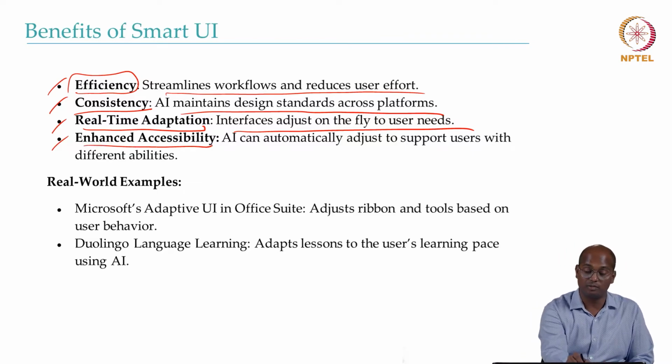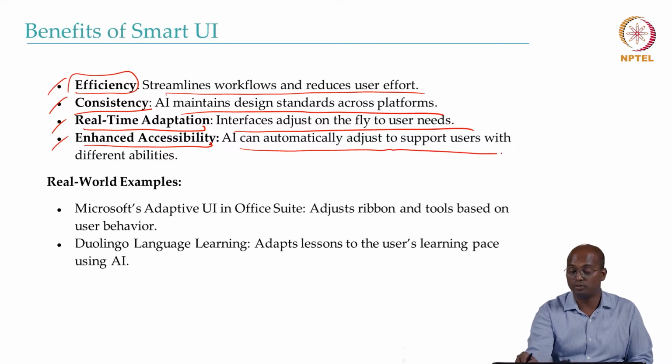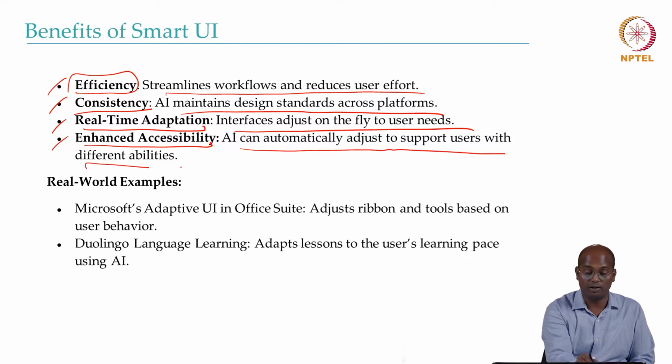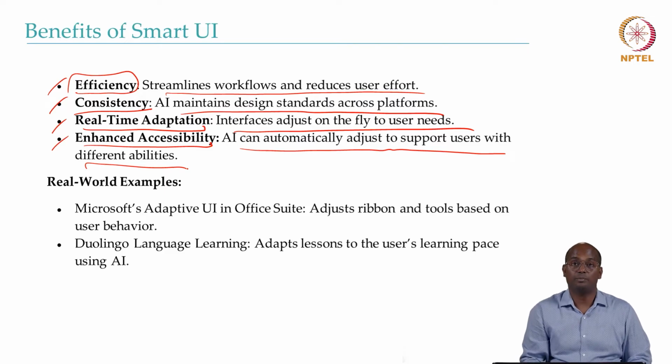It enhances accessibility. AI can automatically adjust to support users with different abilities. For example, you are building some kind of learning app or a running app. How will different people with disabilities use it? Your system and interface can accordingly support and facilitate these kinds of users.